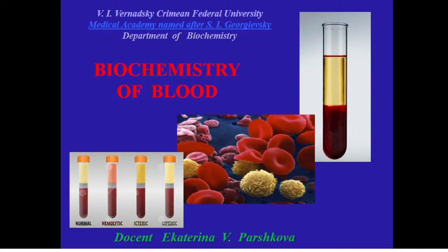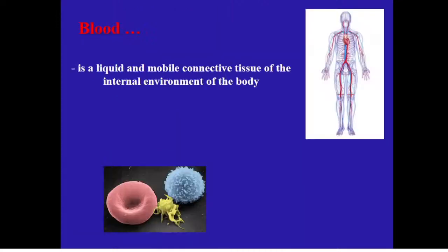Today's topic is biochemistry of blood. At first, let's make a definition. What will we talk about? Blood is a liquid and mobile connective tissue of the internal environment of our body. It circulates in blood vessels that are connected with the central pump, our heart, and supply us with all necessary substances.